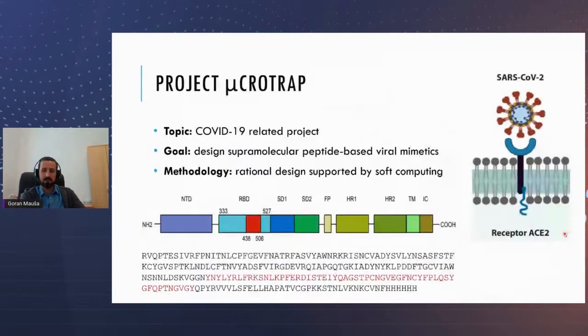Another project of ours is called SARS-CoV-2 supramolecular mimetics for discovery of peptides that induce viral entrapment, or MicroTrap for short. In this project, we want to design peptides that mimic the virus structure from the spike protein, especially the part that is responsible for binding with human cells. We want to analyze this sequence, try to find peptides that would mimic this functionality, and then later try to find another peptide which would bind and, in a way, entrap this part of the virus.